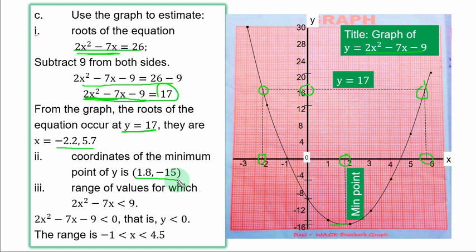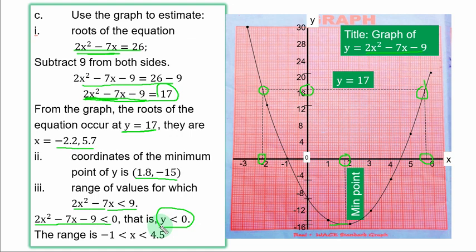Roman figure 3, range of values for which 2s squared minus 7s is less than 9. For us to have the equation that is plotted, you simply transfer 9 to the left hand side and you have 2s squared minus 7s minus 9 less than 0. If you replace the left hand side by y, it means the range occurs at y less than 0.